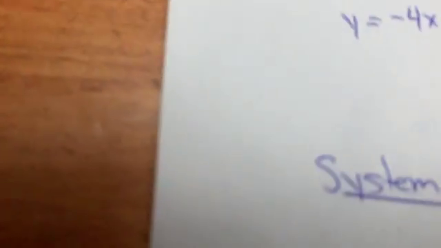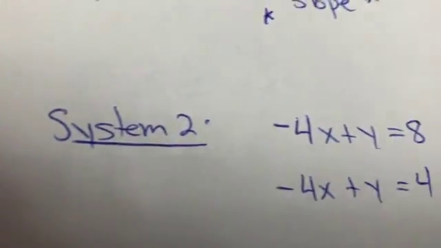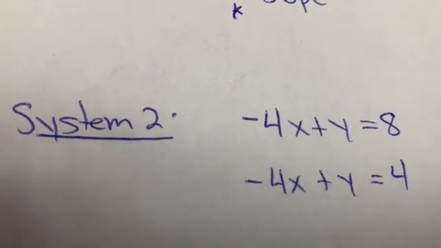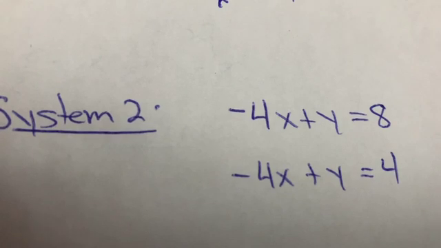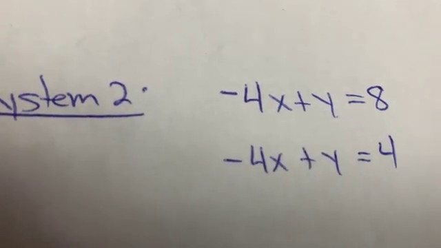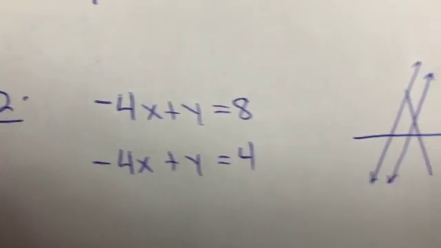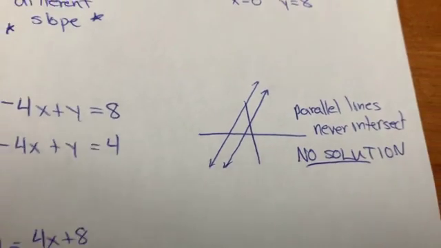Now, the second system is quite similar. Change things a little bit. So I've got negative 4x plus y equals 8 and negative 4x plus y equals 4. Now this time, if I go to graph these two lines, I will find that they're actually parallel lines.